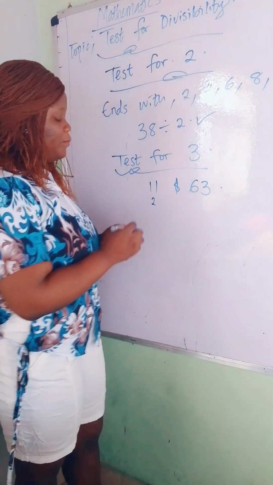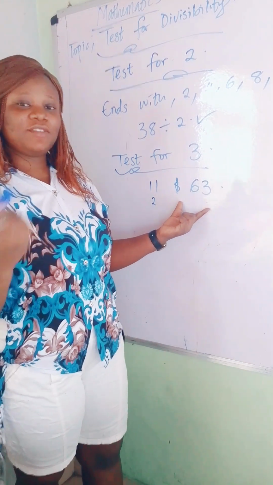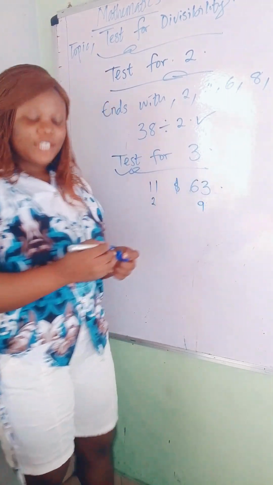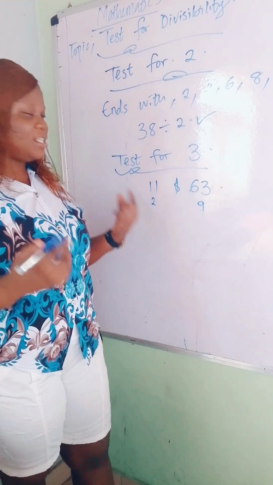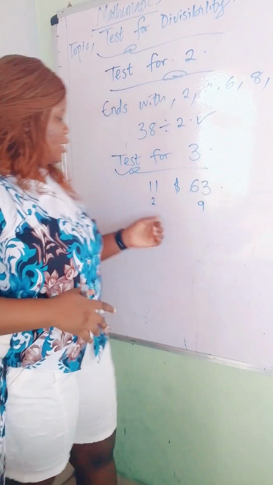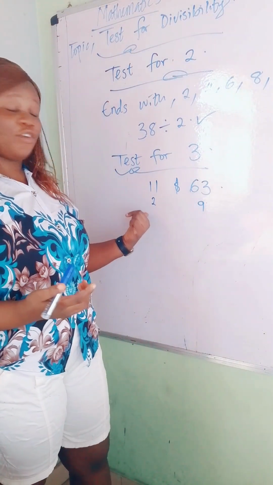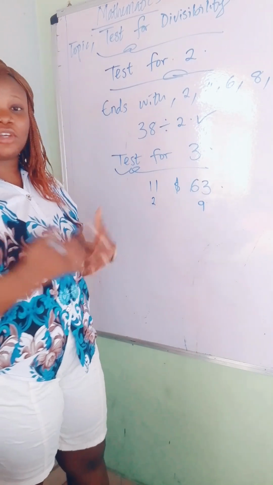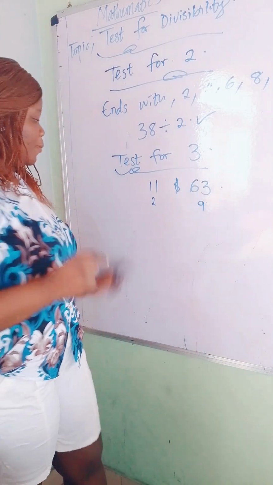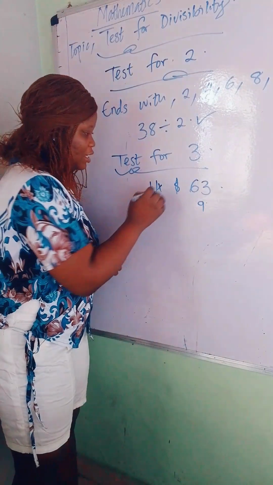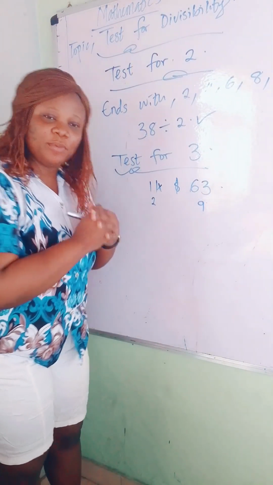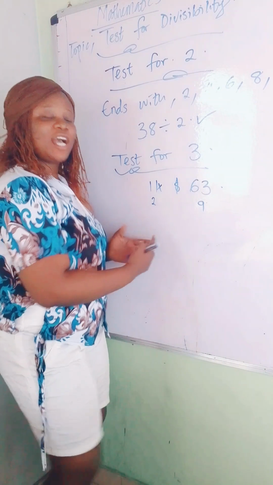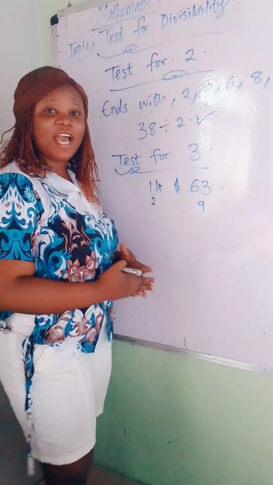This gives 2, right? 63, can it be divided by 3? Let's check. 6 plus 3 is 9. Then you check if the result is in your 3 times table. Is there anything we multiply 3 with to give us 2? Is it part of the results in your 3 multiplication table? No. So 11 cannot be divided by 3. It is not divisible by 3, because when we added it together, the result cannot be found in our 3 times table.